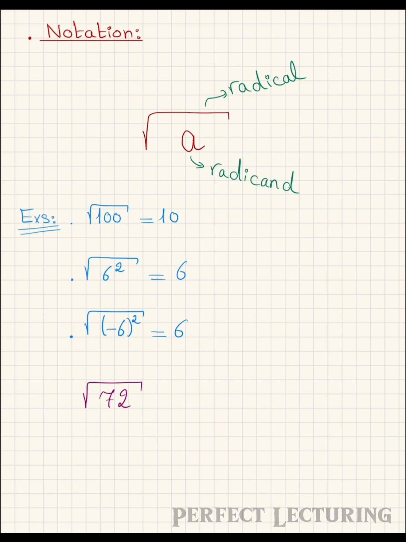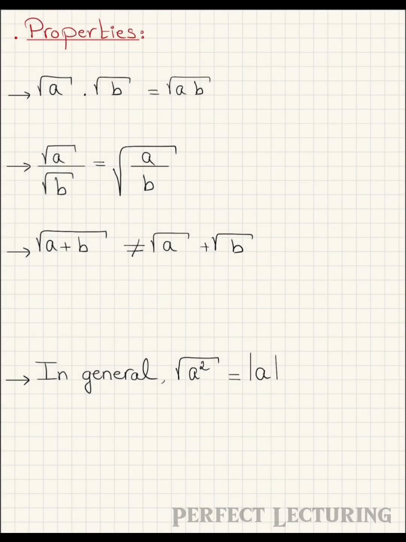In this case, we try to write it as a product of factors where some of the factors are perfect squares. So 72 is equal to 36 times 2, and 36, in this case I can take it out and it becomes 6. 2 is left underneath the radical.